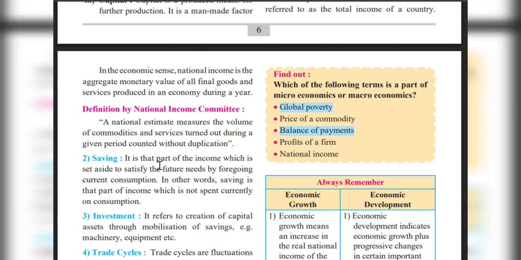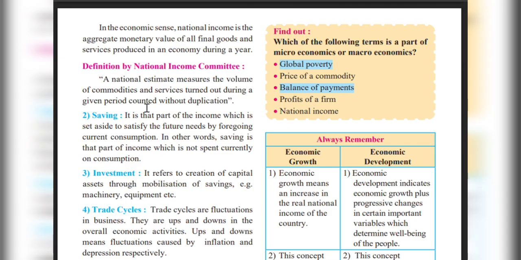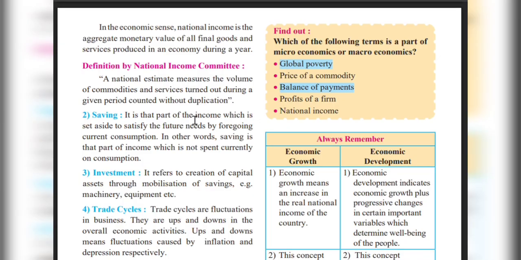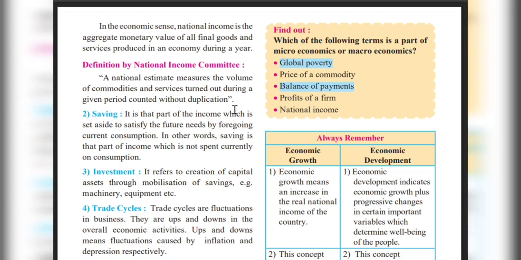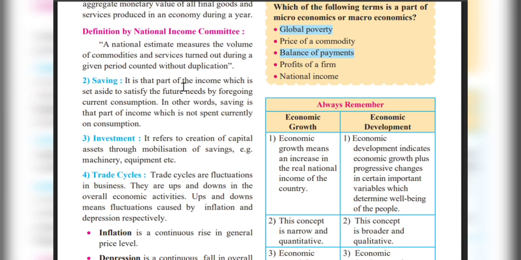Next, we have the definition of national income committee. So see here, a national income estimate measures the volume of commodities and services turned out during a given period, counted without duplication.